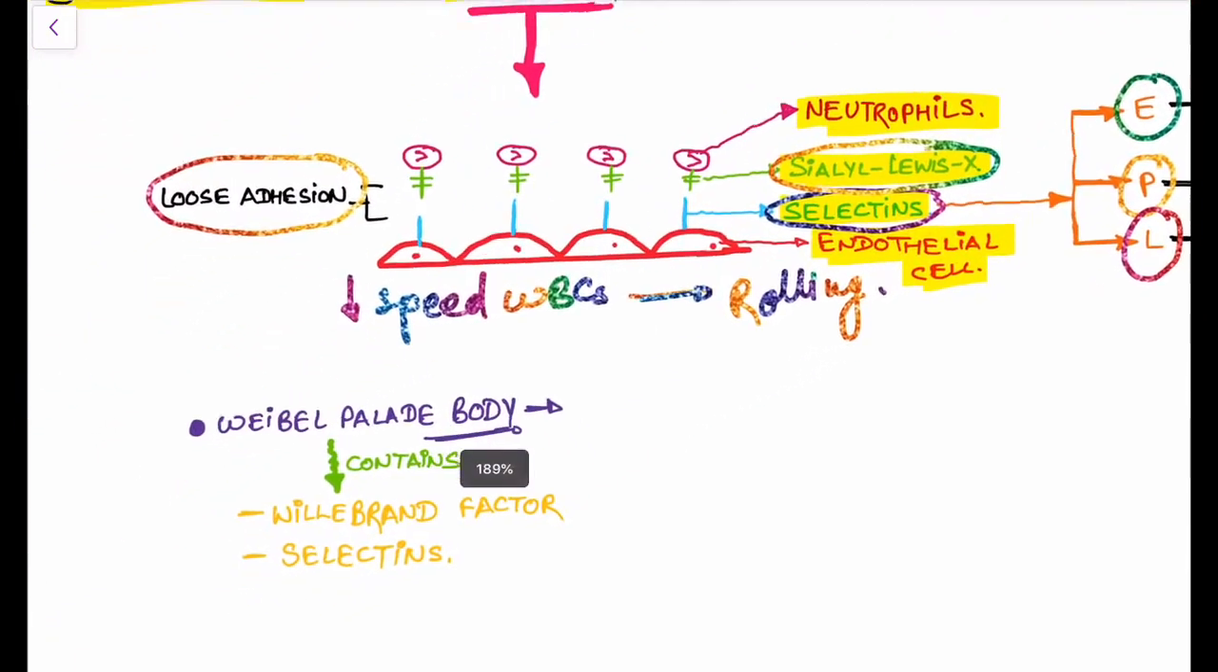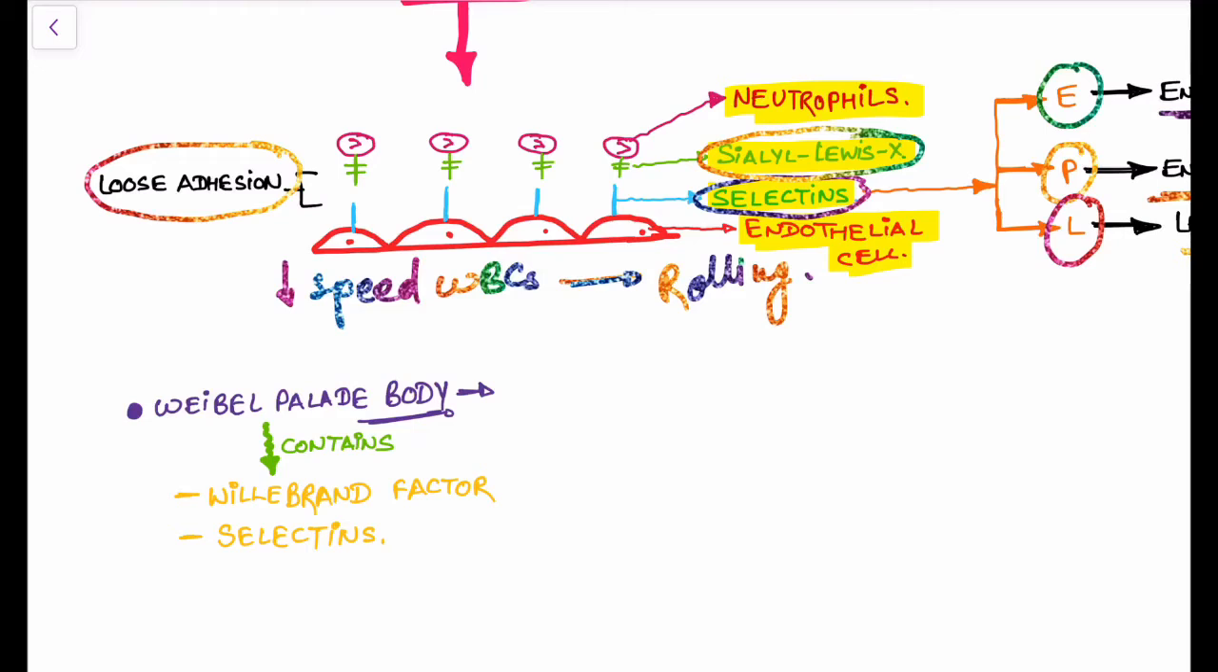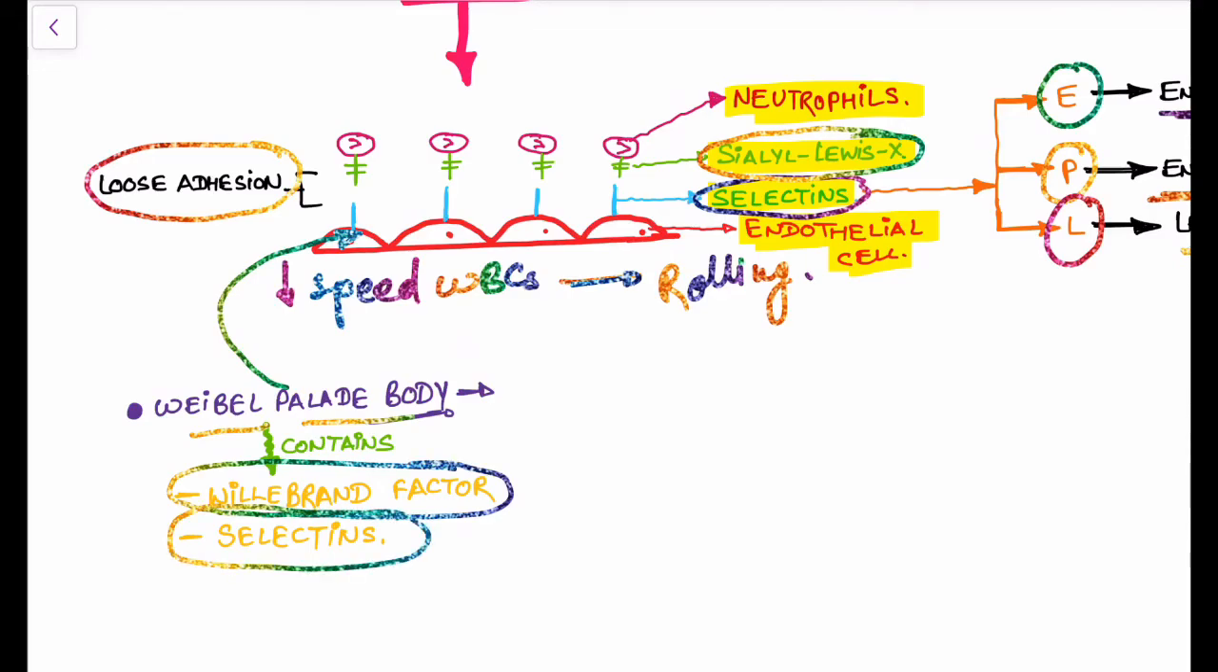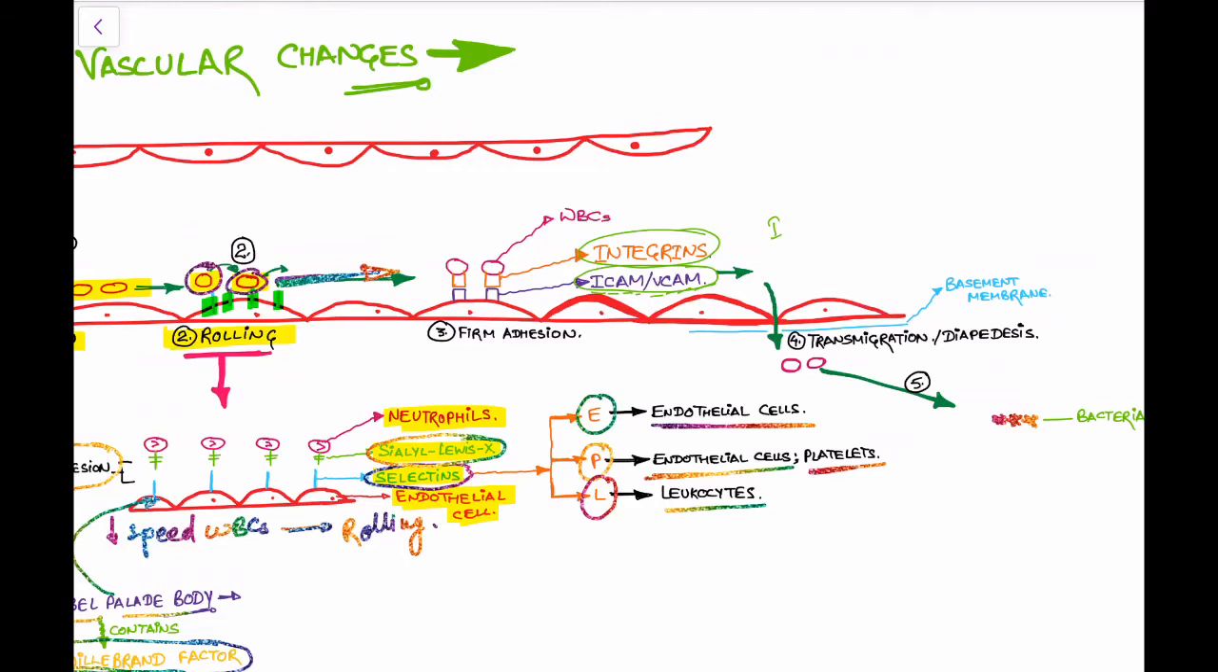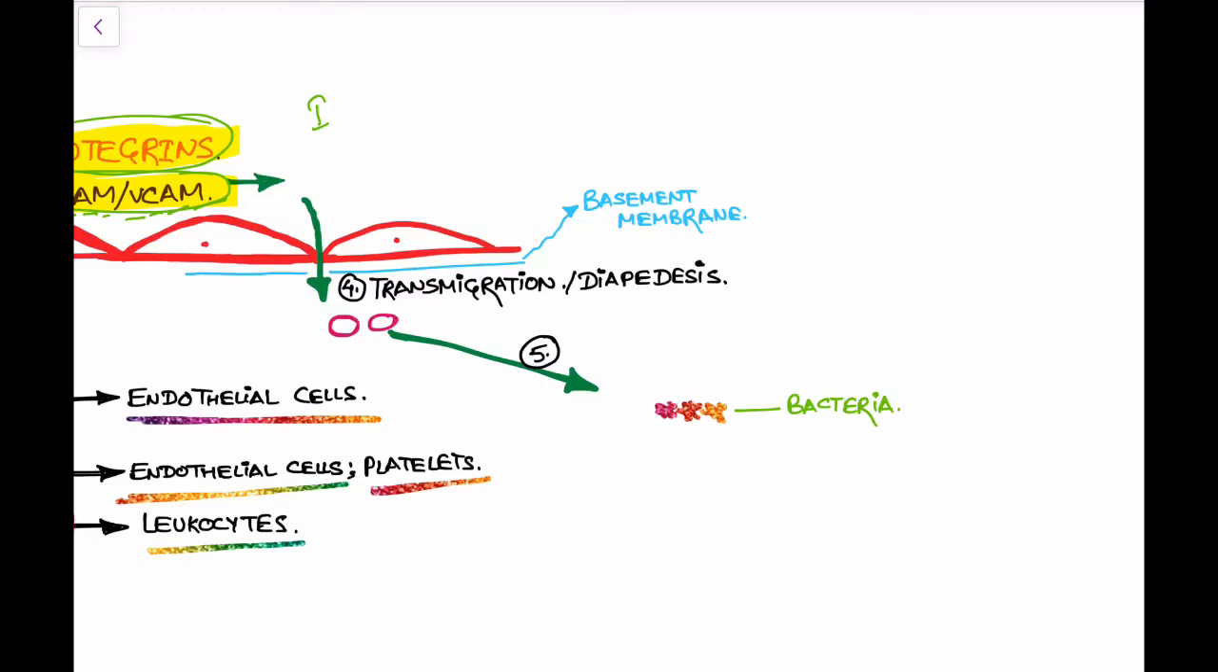And here we have these Weibel-Palade bodies, which are mainly present inside the endothelial cell, and they contain von Willebrand factor and selectin itself. So friends, due to the interaction between integrins and ICAM and VCAM, they adhere more strongly. This is called firm adhesion. And the next and last step is transmigration. We can call it transmigration or diapedesis.